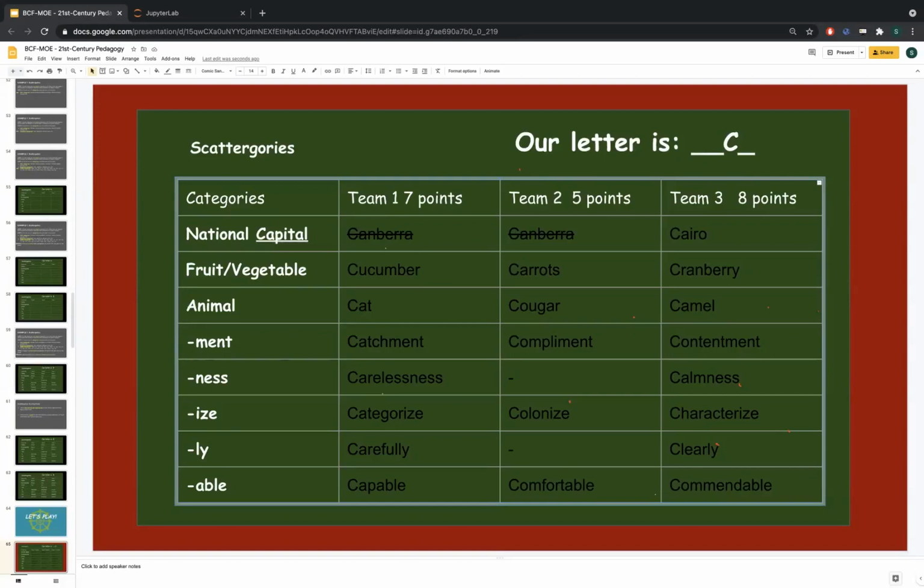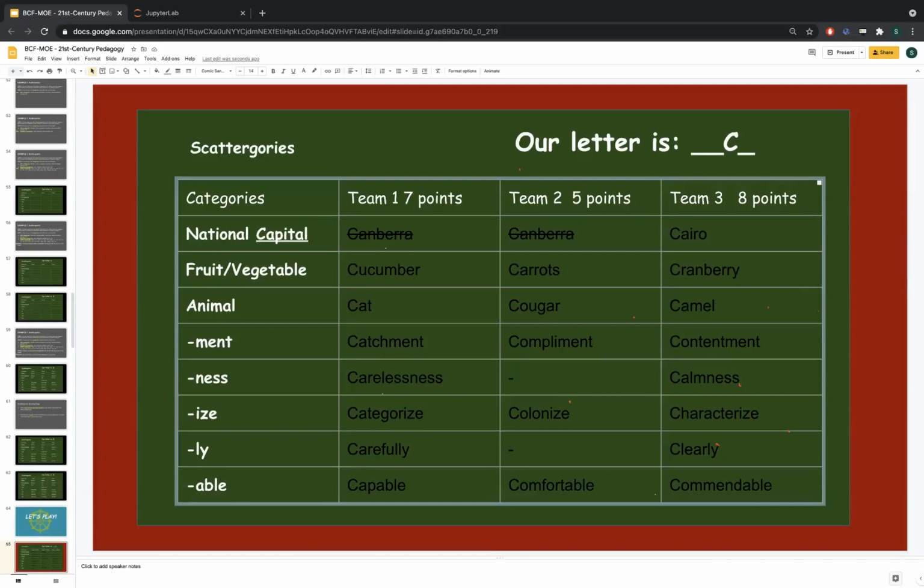So the words that I had were, I had Copenhagen, which is the capital of Denmark. I had cauliflower, so I still get that point, yes. I had cobra, I had containment, I had carelessness. Oh, but I don't get that because somebody else had it. And then capsize, which is like when a boat turns over. Calmly, did somebody else do calmly? And then capable, oh, yes.